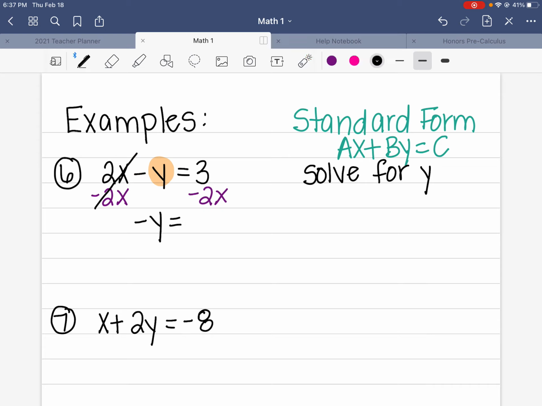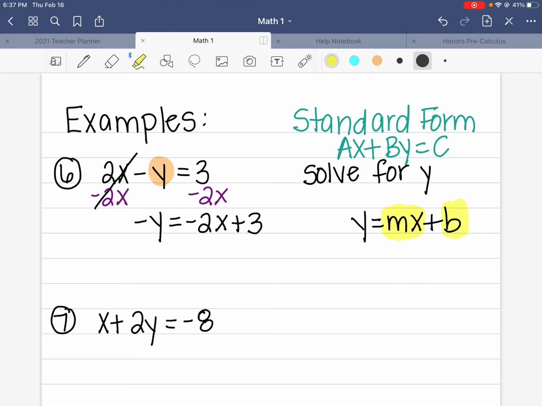Now, this is where I would make sure that I ordered this correctly. So when you put something in slope-intercept form, so y equals mx plus b, I always have my x value first, and then I have my y-intercept. So when you write this, I would write my x value first. So I'd write negative 2x plus 3.